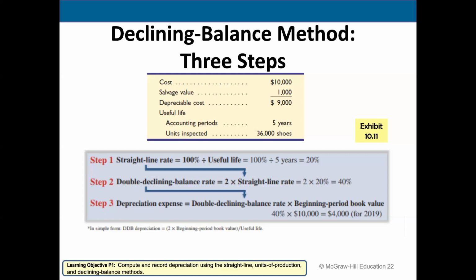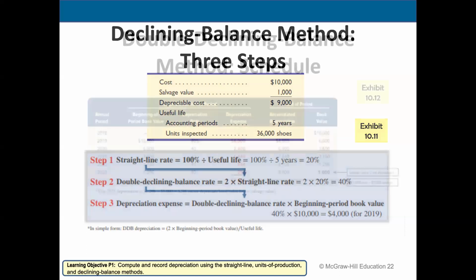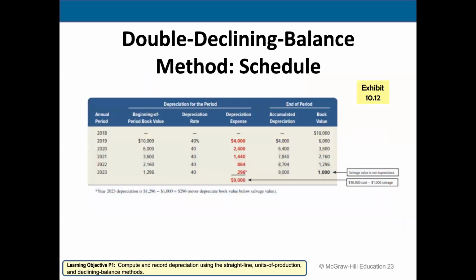Second, we find our double declining balance rate by taking double, or 2 times, the straight line rate. So in this case, 2 times 20% is 40%. And then to find our depreciation expense, we're going to take our double declining balance rate times the book value at the beginning of the period. So in this case, since the book value when we first purchased the asset was $10,000, that would be 40% times $10,000, and that would give us our depreciation expense for that first year of the asset's life.